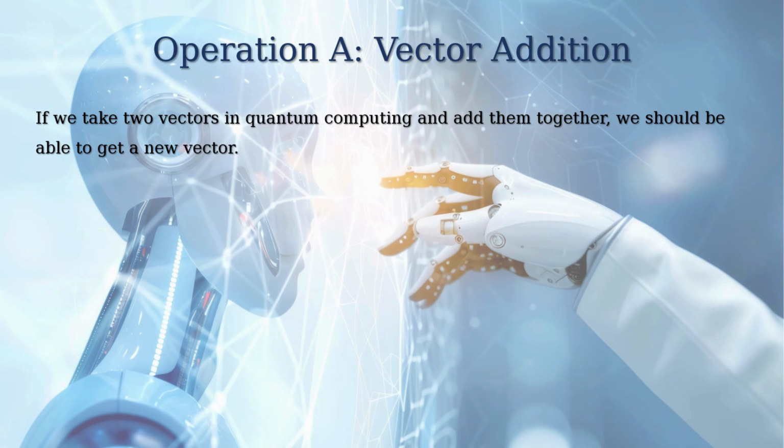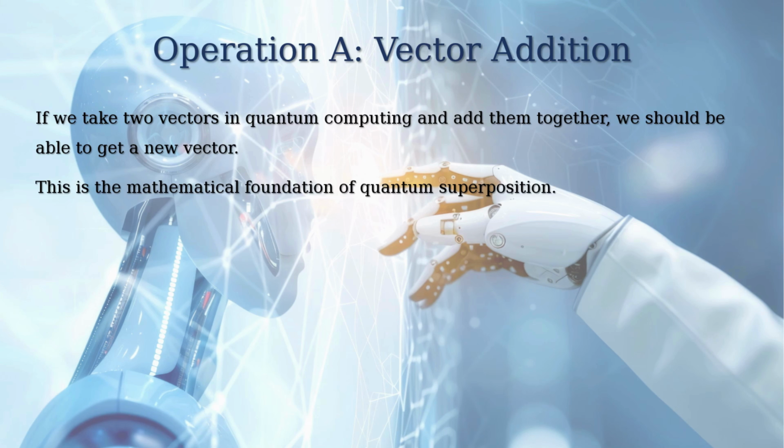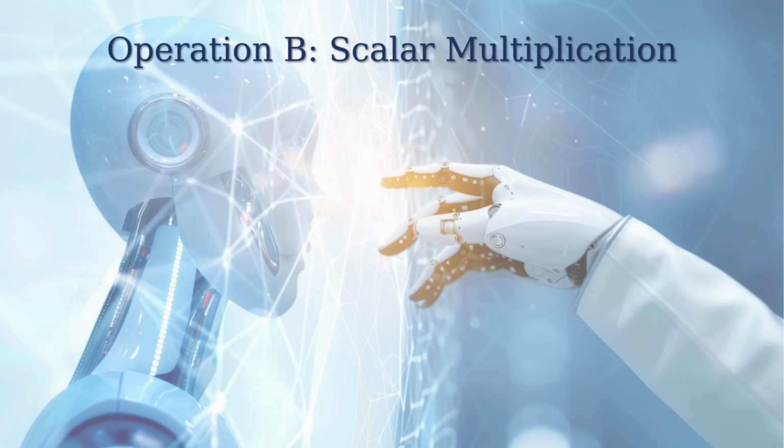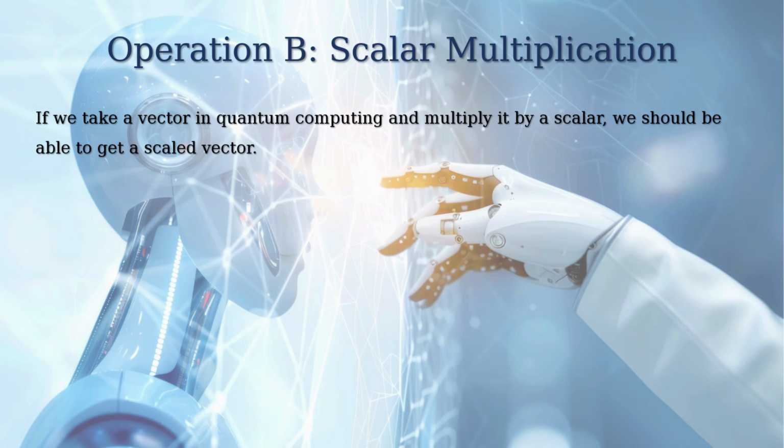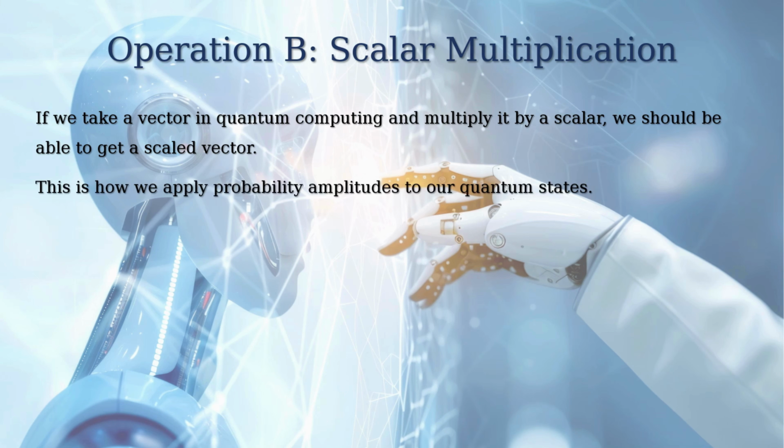If we take two vectors in quantum computing and add them together, we should be able to get a new vector. This is the mathematical foundation of quantum superposition. On the other hand, if we take a vector in quantum computing and multiply it by a scalar, we should be able to get a scaled vector. This is how we apply probability amplitudes to our quantum states.